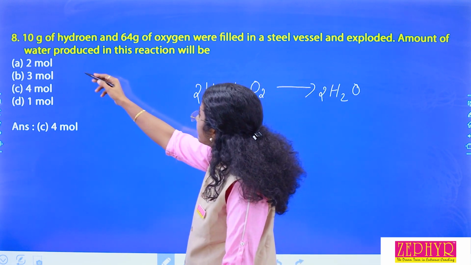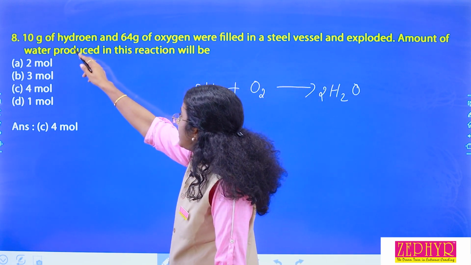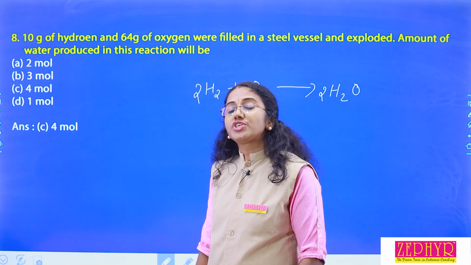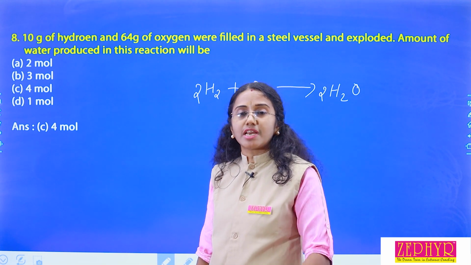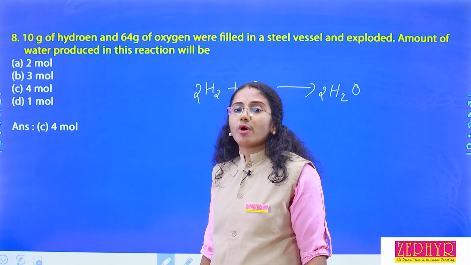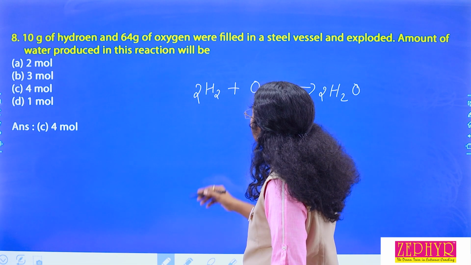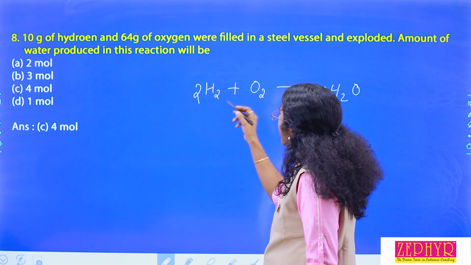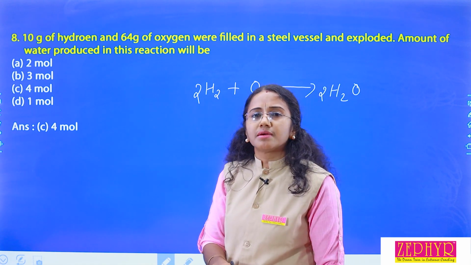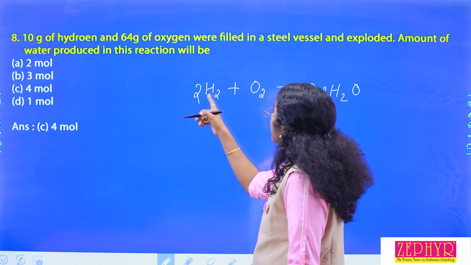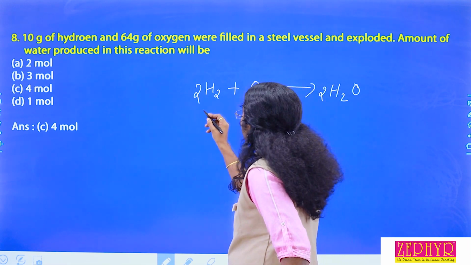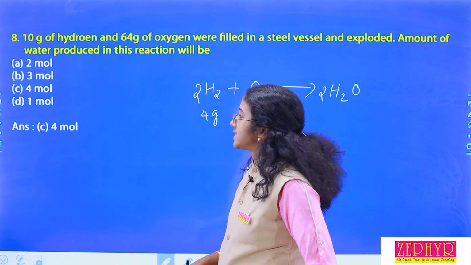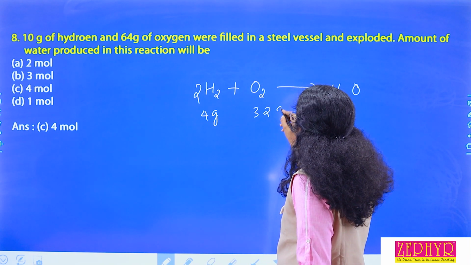See here also, the amounts of both reactants are given. So we have to check which one is the limiting reagent, because the limiting reagent will decide how much amount of product is formed. So first we have to write the mass of the equation, that means molecular mass or atomic mass. Here 4 hydrogen, so that is 4 gram. Oxygen is 16, O2 that is 32 gram.